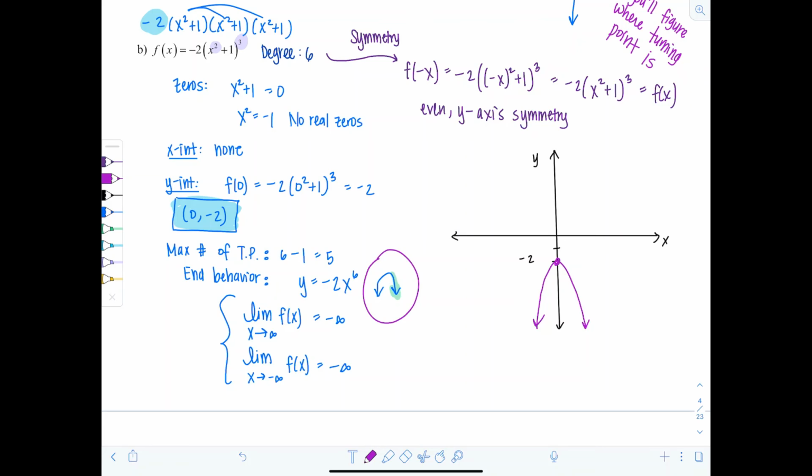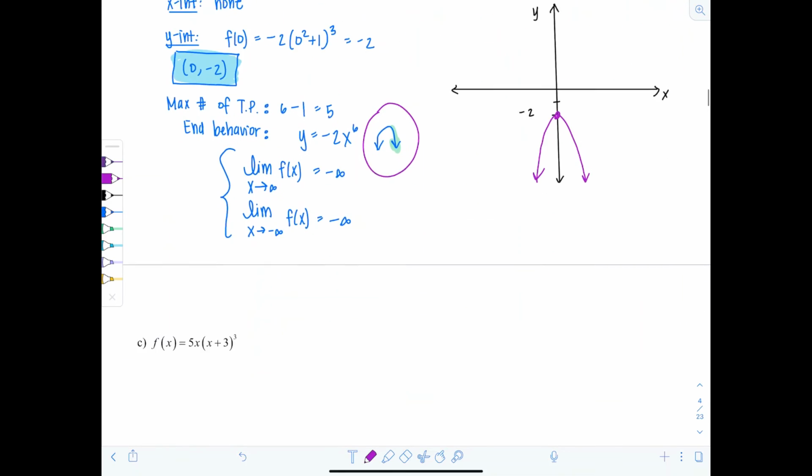That's it. We didn't talk about touching or crossing the x-axis because there were no x-intercepts. Such a disappointment, huh? What can you do? All right, is it clear though? See, there's no x-intercepts, it's opening downward, and since the y-intercept is at 0, negative 2, there's no way it's going to cross the x-axis there. Very good.